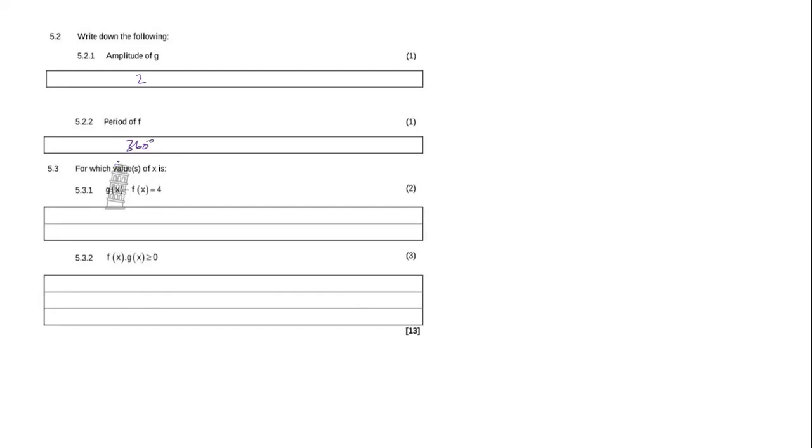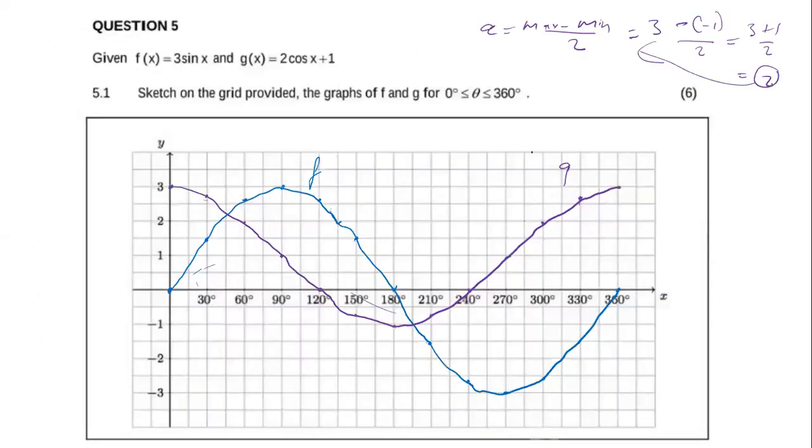Easy as that. Now, for which value or values of x is g of x minus f of x equal to 4? Let's go back to our diagram. We want the values of x where this is true. When you say g of x, we are talking about the corresponding y values, and when you say f of x, you are also talking about the corresponding y values of f. So you want y of g minus y of f to give 4.